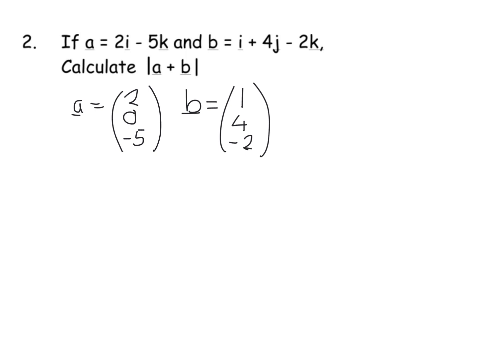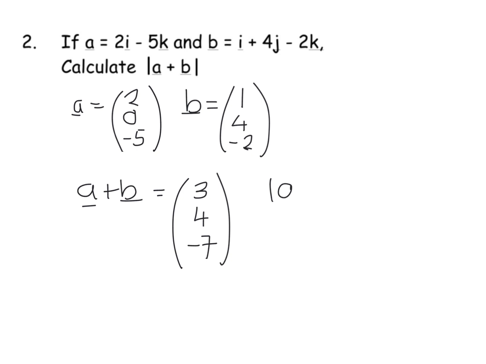So you can also, in reverse, put them back into component form like that. Now to find the magnitude of a plus b, we're going to find a plus b first of all. So that would be simply just adding the two of these together. So 2 plus 1 is 3, 0 plus 4 is 4, and minus 5 minus 2 is minus 7.